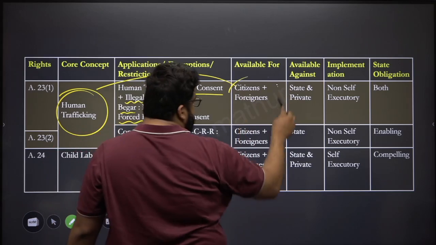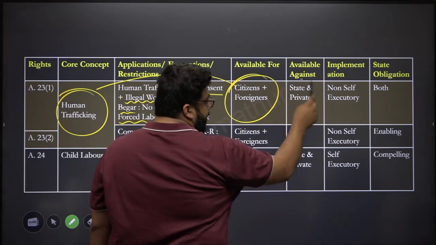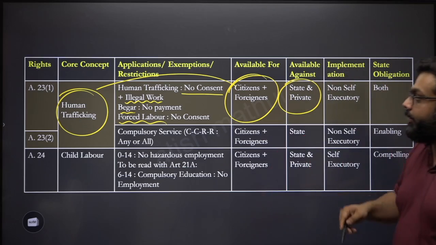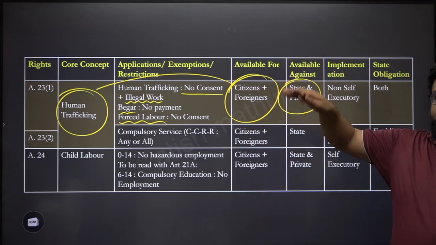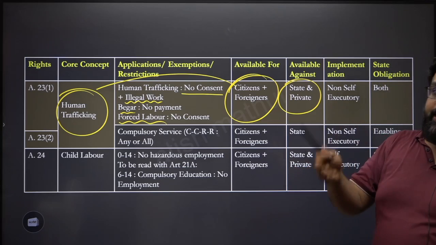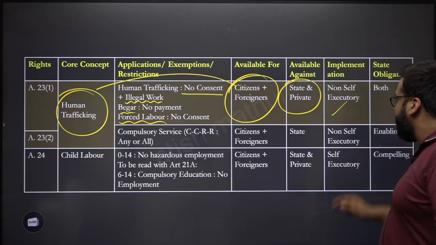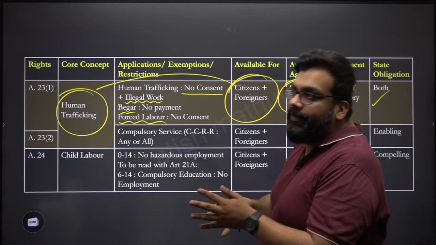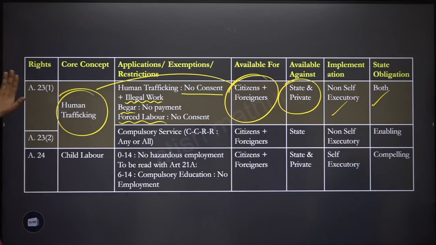Of course, it is available against citizens and foreigners, and because private agencies can also do this, it's available against the state and private, and this is not enough. You will require laws to support this, which is why you have the Prevention of Immoral Trafficking Act, which also regulates prostitution and particularly refers to how solicitation of prostitution is illegal, but an individual non-commercial establishment is still legal, right? So non-self-executory, and of course it's both where the state has to prevent human trafficking and can make further laws with respect to this. This is Article 23 Clause 1.